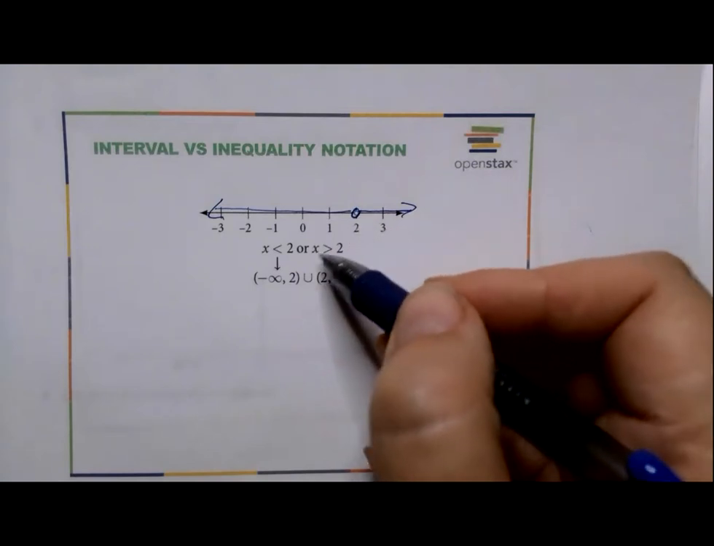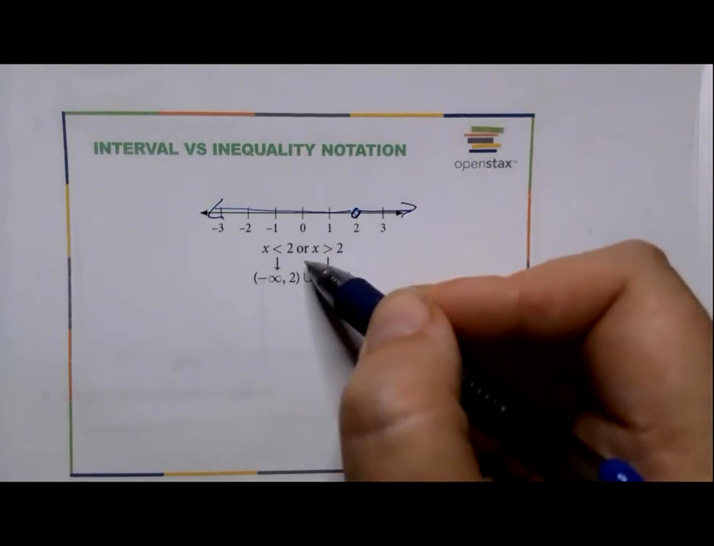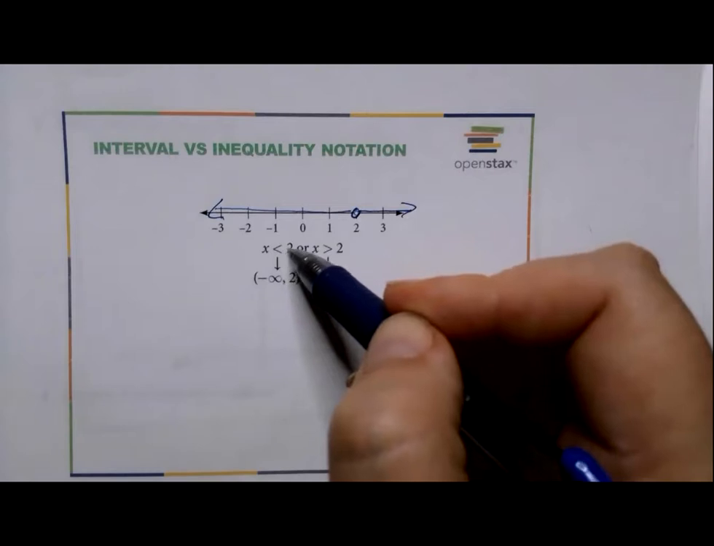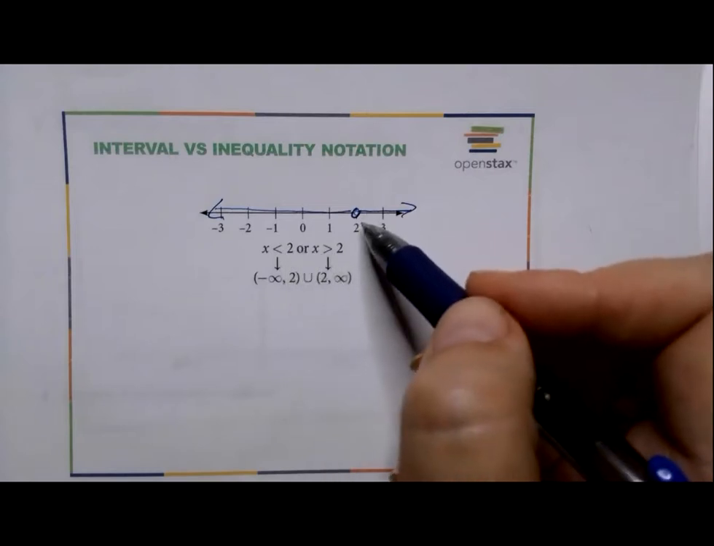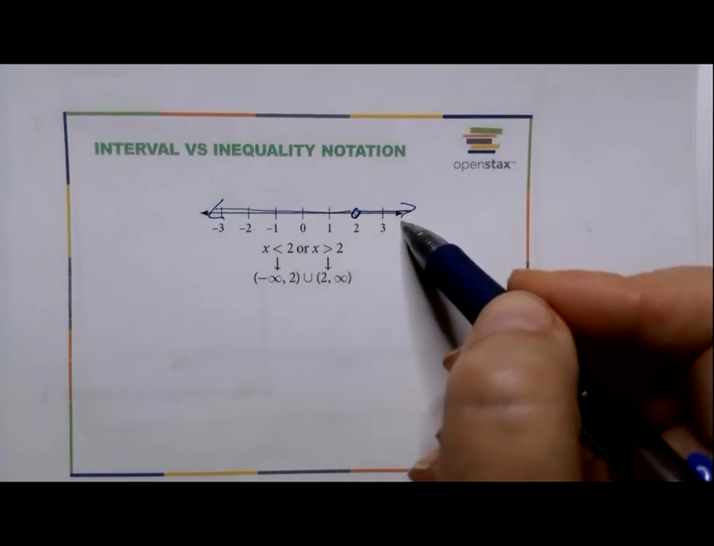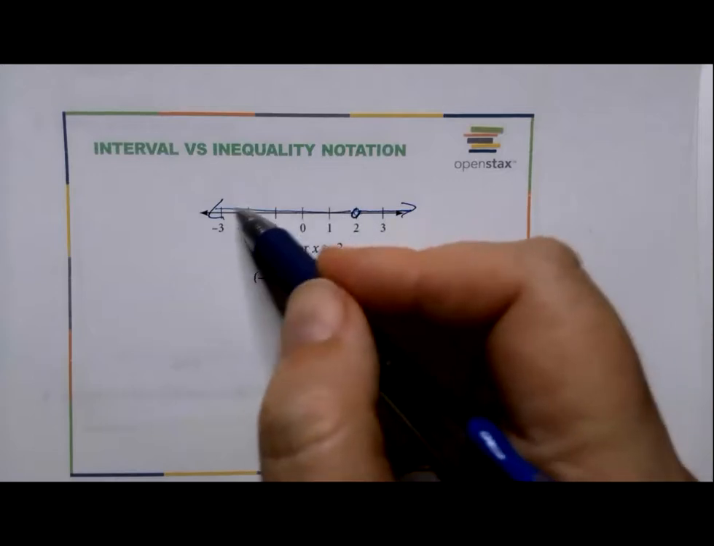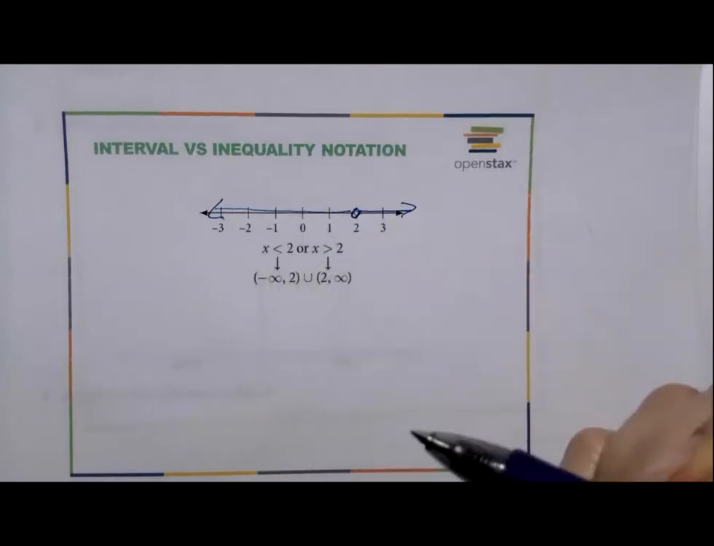In inequality notation, it's going to be x could be greater than 2, so going to the right, or it could be less than 2, going to the left, either or.